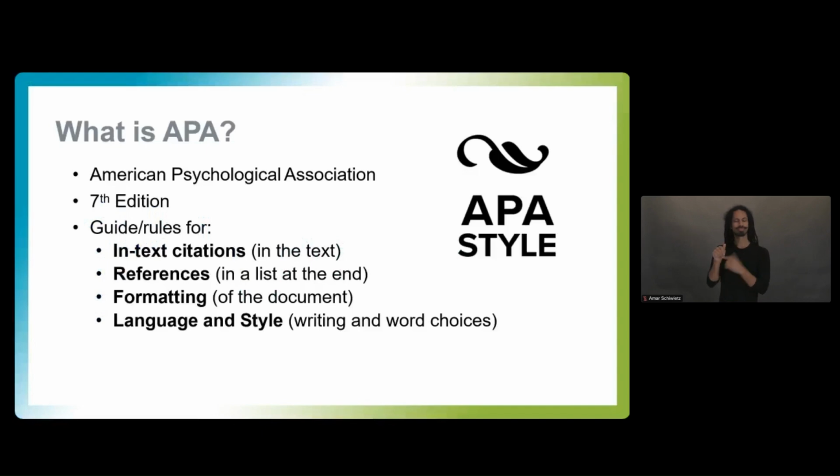So we're going to continue our discussion on APA today. Again, what is APA? It's the American Psychological Association. They've created a manual, some guidelines on how to cite and reference, and some standard procedures that you as a student can apply in your work.